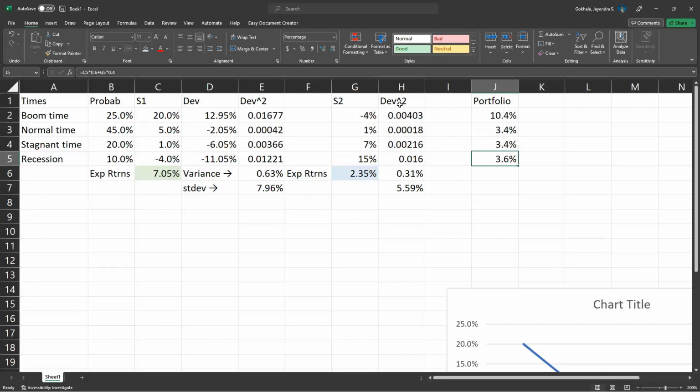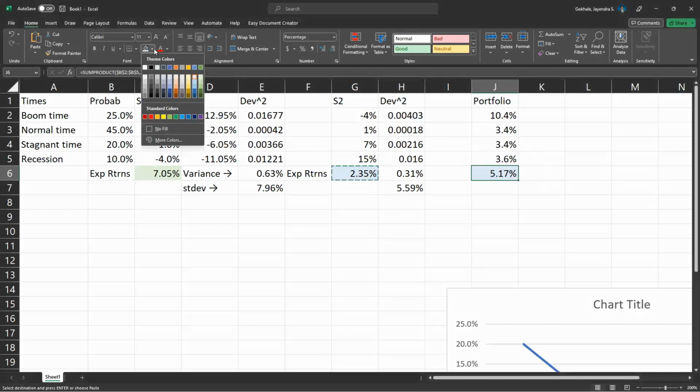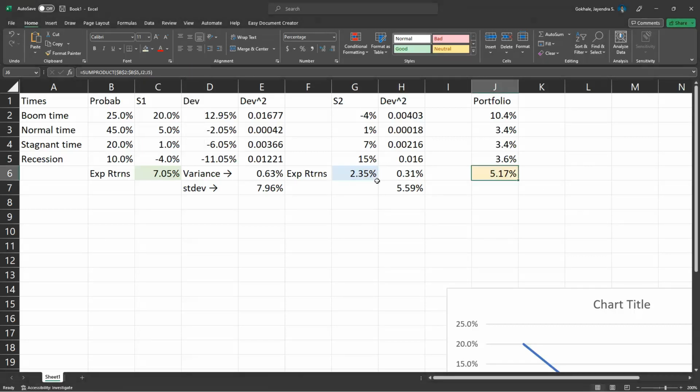And that's amazing, right? So expected returns of the portfolio, 5.17. Let's call this, I don't know, maybe yellow, somewhat of a yellow color. That's our return. So our return is between 7% and 2%. That's 5.17%. So that's interesting. The last step would be to take the deviation. So I'm just copying and pasting it.